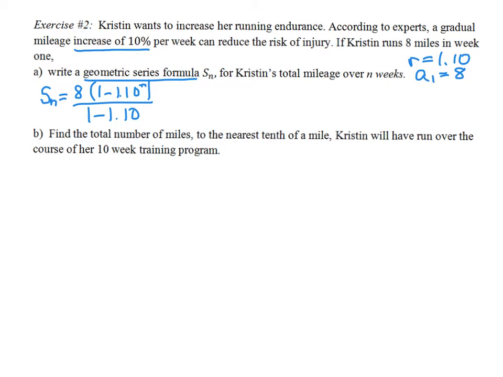1.10. Now, this formula can definitely be simplified, so I'm going to write this also as 8 times 1 minus 1.10 to the n over, when I subtract in the denominator, I get negative 0.1. So I can use this formula to find the total mileage over n weeks when she's increasing by 10% each week.